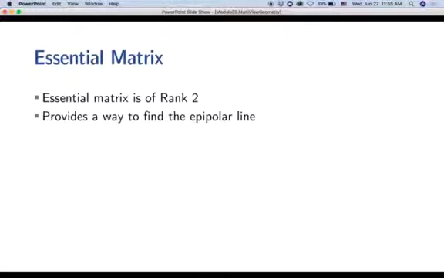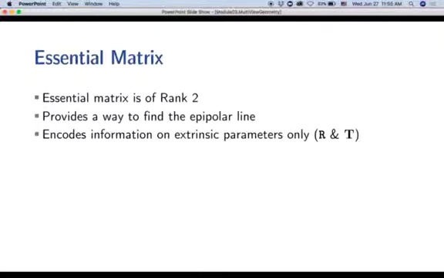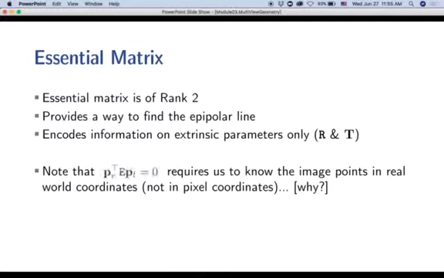It provides us a way to find the epipolar line, because P1 transpose E P2 is equal to 0. So you plug in one point, and you get the line in the other image. It also encodes information only about the extrinsic parameters. It depends only on R and T and not on anything else.